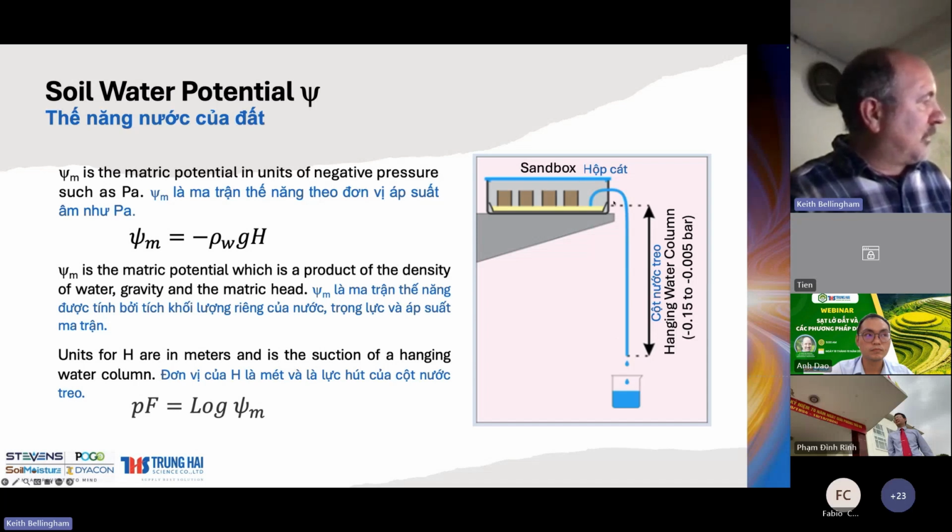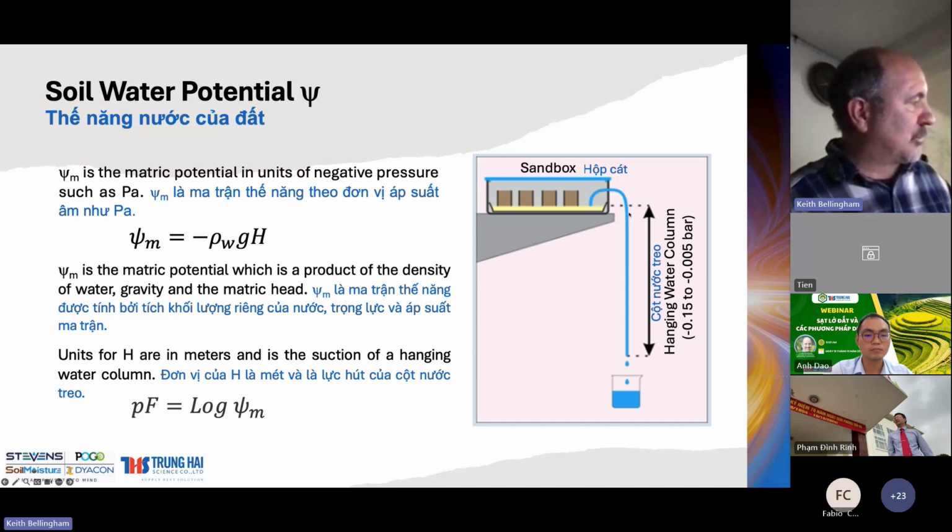Here we have a diagram of a hanging water column. So if these are soil samples, and these are saturated, and we were to hang a hose or a water tube full of water, the hydraulic head of the suction is the height of the hose. The height of the hose in meters is equal to its hydraulic head. And if you were to measure the pressure of that, of course, that would be the matrix potential. So they're very closely related.